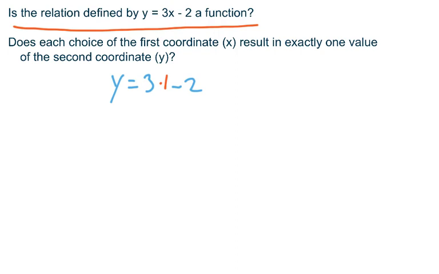But I just want to ask this question. When I pick that value for x, do I just get one value for y? Or do I get more than one value of y? If I plug in a 1, will I sometimes get one thing and sometimes get a different thing? And I think you can see right away that each choice of the first coordinate really does just give you one choice for the second coordinate. If you can convince yourself that that's true, then you can say, yes, I believe that's a function, even though you haven't drawn the graph. Each choice of the first coordinate, x, results in exactly one value of the second.